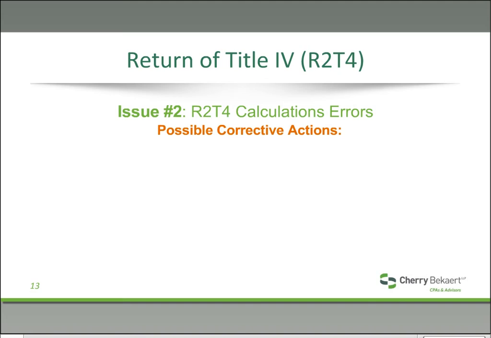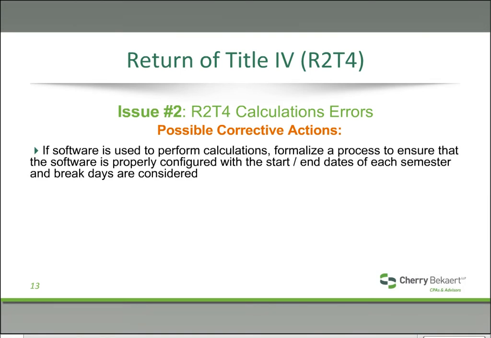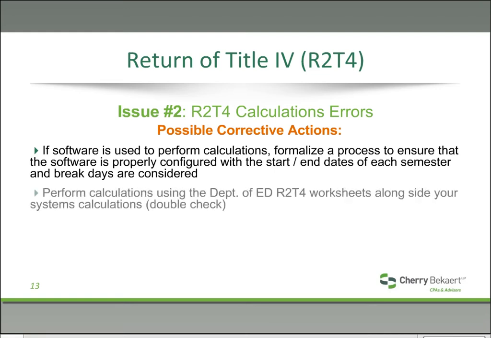All right. So now, what can a school do to have a corrective action plan to prevent or detect this? So possible corrective action plans: if a software is being used, which most institutions are using to help calculate these returns, you need to formalize a process to make sure that the start and end dates of the semesters and all those break days are properly configured in the software, so that the software can do its job.